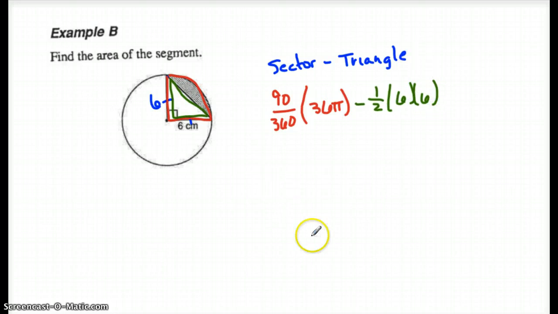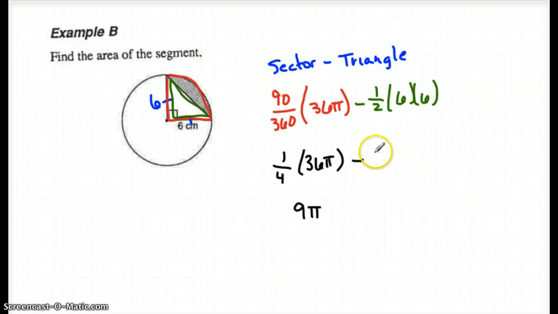Now I have to simplify both expressions, so I end up with 1/4 of 36 pi, which simplifies down to 9 pi. And from that, I'm going to subtract 1/2 of 36, which is 18. So your entire segment has an area whose expression is 9 pi minus 18, and don't forget your unit, square centimeters.